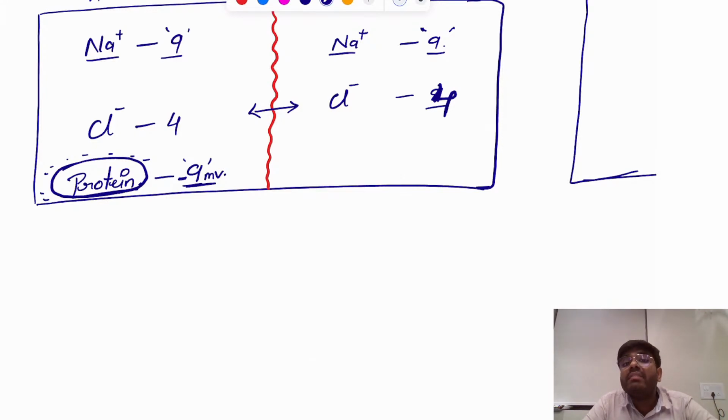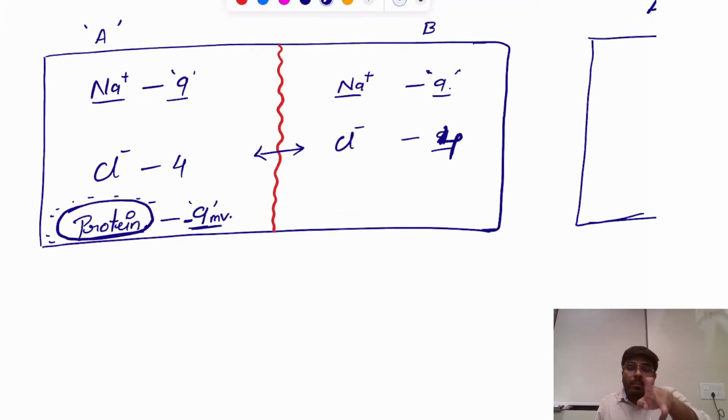Now, in the presence of such large impermeable proteins, the movement of these ions across the selectively permeable membrane will change. Now it is not going to be 9 and 9. It is not going to be 4 and 4. Now a little change is going to occur. Do you know what that is? When I introduce such a large protein molecule here, the ionic balance will change. How?